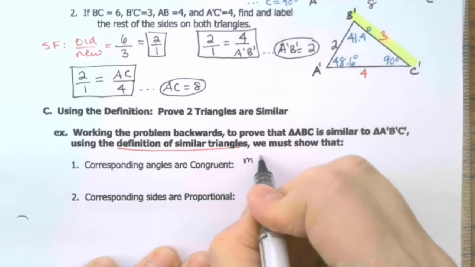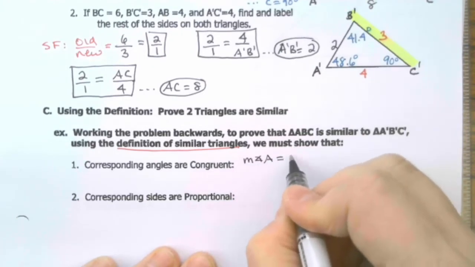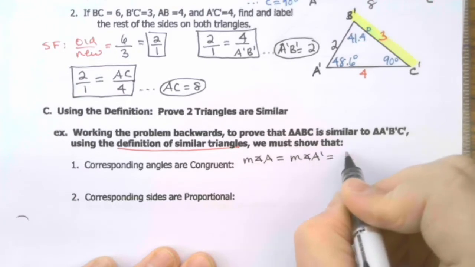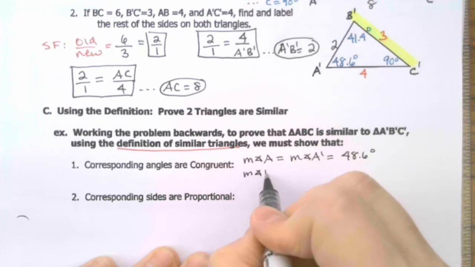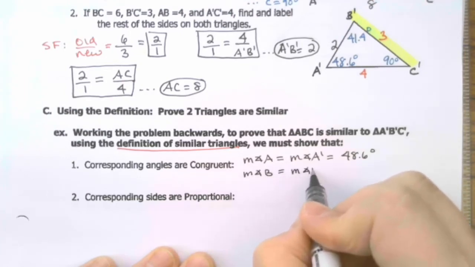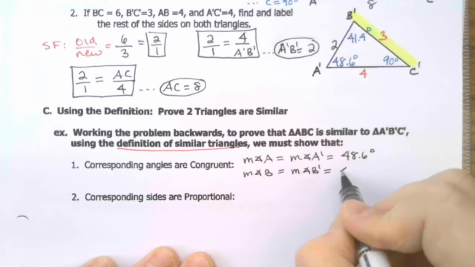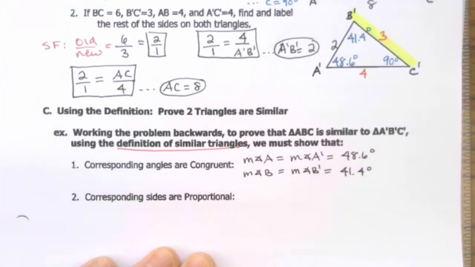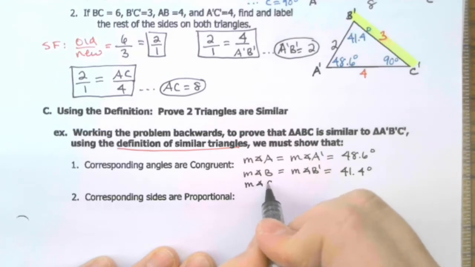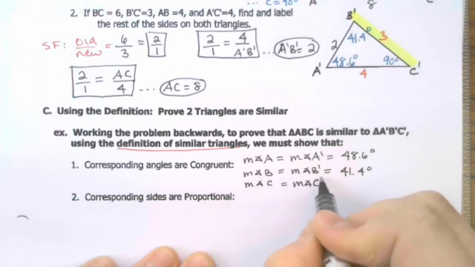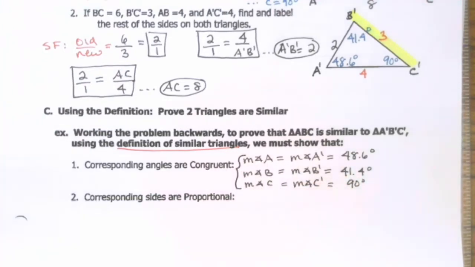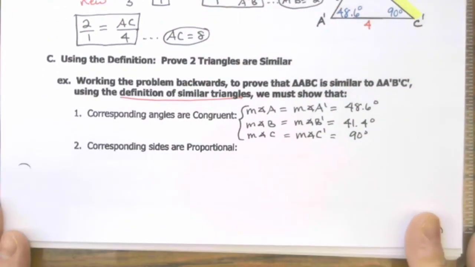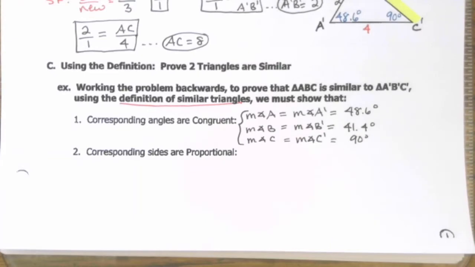From the drawing, the measure of angle A is equal to the measure of angle A prime, and they are both 48.6 degrees. The measure of angle B is equal to the measure of angle B prime, which is equal to 41.4 degrees. The last one, the measure of angle C is equal to the measure of angle C prime, and both of them are 90 degrees. With those three statements, we have fulfilled requirement number 1. Corresponding angles are congruent. Okay, number 2, we have to prove that corresponding sides are proportional.